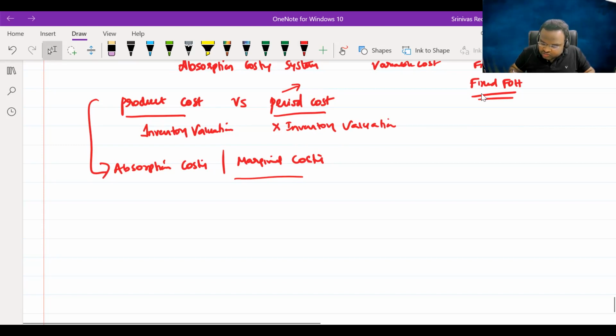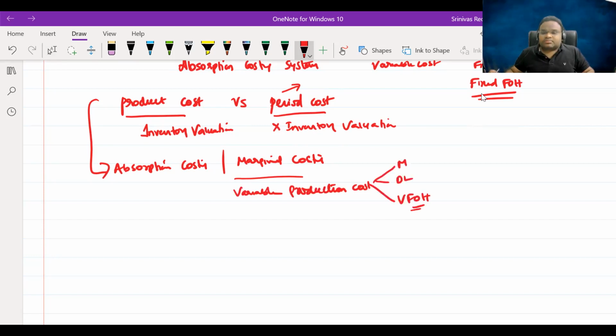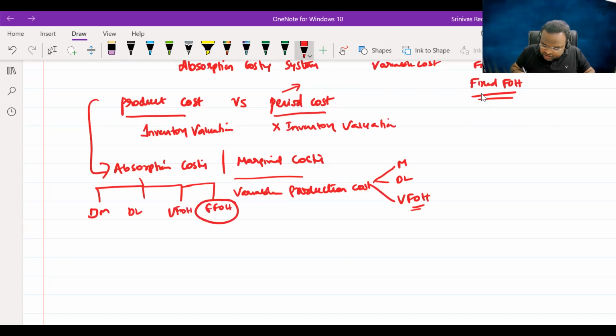Variable production cost. What is the meaning of variable production cost? What does it include? Direct material, direct labor, and variable factory overheads only. Whereas absorption costing considers the full production cost. That means here I'll have one more item: direct material, direct labor, variable factory overheads, and fixed factory overheads. This is a new thing.